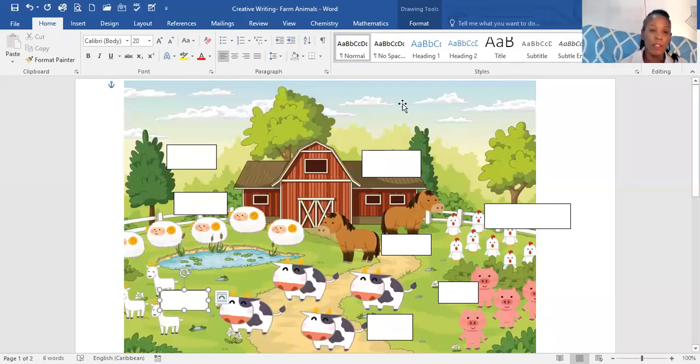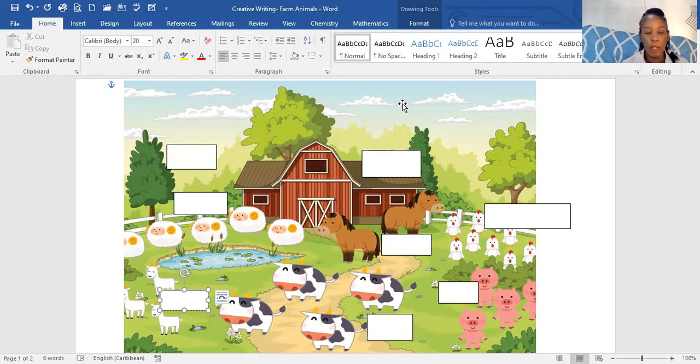Hello, children. Today we are looking at our creative writing lesson. Now, in front of us, we have a beautiful picture. Last week, we also had a picture of the farm, and this is also a picture of the farm that we're looking at again this week. Last week, we also named objects that are on the farm. Today, we're looking at objects, but we're also looking at animals that live on the farm.